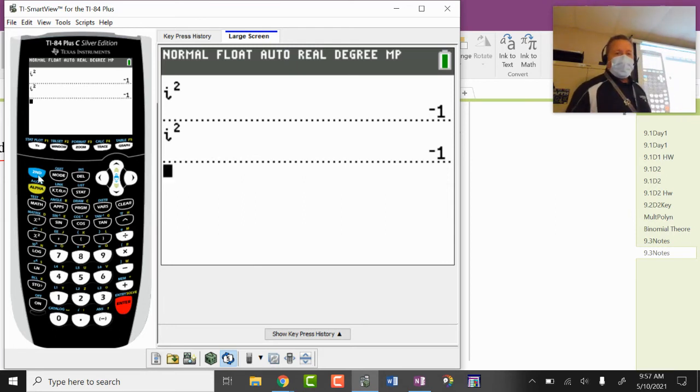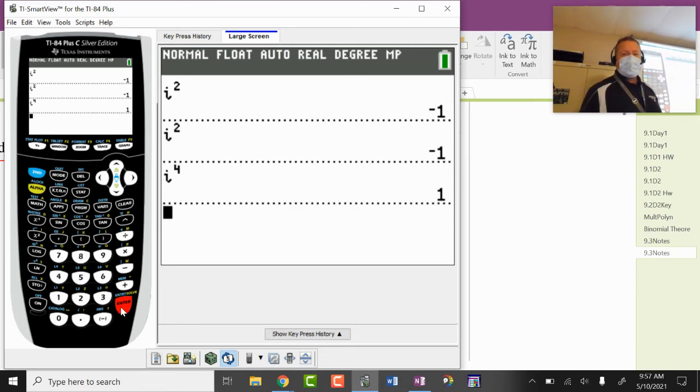And then we actually talked about this in the past too. What do you think i to the fourth is then? Remember what this was? It was a +1 because i squared is what? -1. And what's -1 times -1? 1. That's why i to the fourth is 1. Then the calculator gets goofy. Let's just have some fun with this. What should i to the eighth be then? Just think about it. What should i to the eighth be? It should be 1 again.